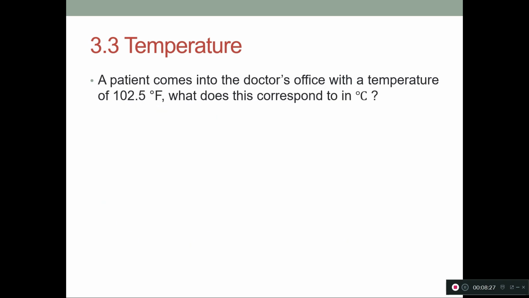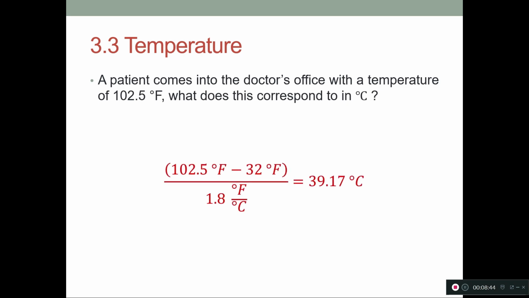And so here is an example of how we can do this. Say a patient comes into the doctor's office with a temperature of 102.5 degrees Fahrenheit. What does this correspond to in degrees Celsius? I'll let you work on this before I show the answer. And so what we get is that we use this formula here, so 102.5 degrees Fahrenheit minus 32 degrees Fahrenheit. Then we divide that by the 1.8 degrees Fahrenheit per degree Celsius, and we end up with 39.17 degrees Celsius. And we see that this is going to be in 4 significant figures, and that's because the measured value here is 4 significant figures.